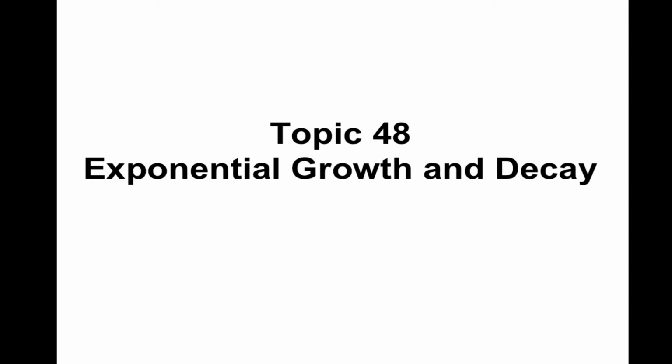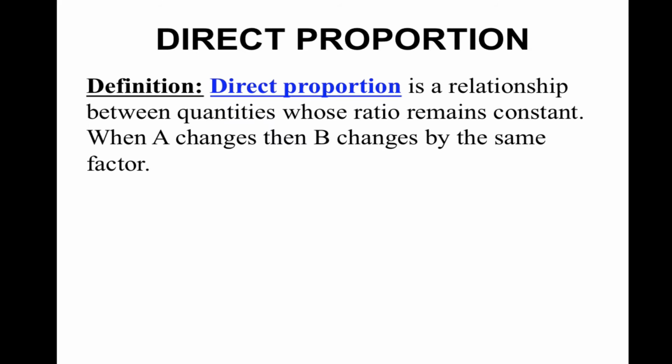Hey Calculus class! Today we're going to talk about topic 48, exponential growth and decay. So we're going to start with direct proportion. And direct proportion is a relationship between quantities whose ratio remains constant. So when A changes, then B changes by the same factor.